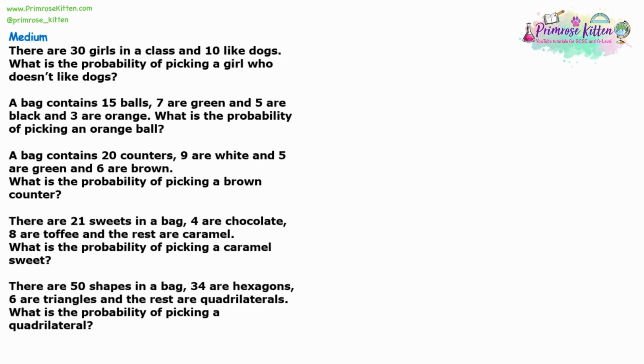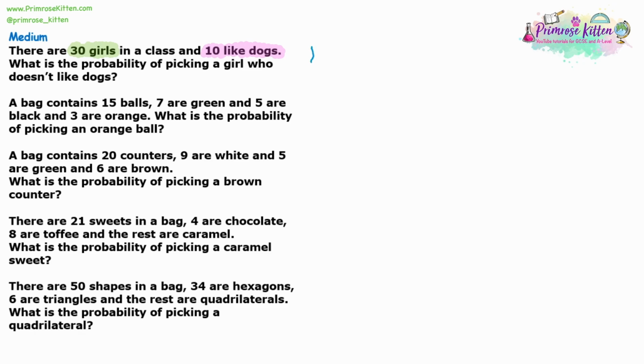Now moving on to the reading questions, things start to get a little bit wordy, a little bit more complicated. This is really common with probability questions. Just going through the highlighters, picking out all the numbers. For question 1, we have 30 girls, so pick the word that goes with the number. And it says that 10 like dogs. And these are the only numbers we have in the question. So let's read the question. What is the probability of picking a girl who doesn't like dogs?